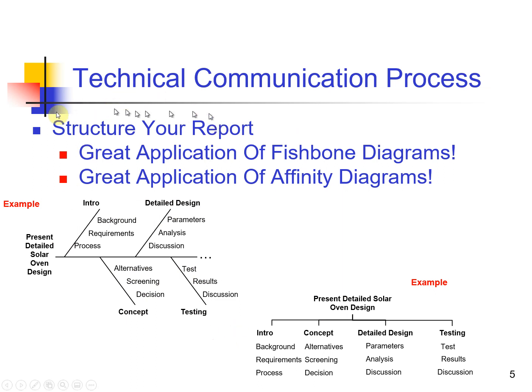So you want to structure your report. So affinities and fishbones are great ways to structure it. So you're going to present details on the solar oven. You're going to talk about the process, the background information, requirements, design, parameters, analysis, discussion, the concept. And actually, I got things out of order. You'd want to talk about alternative screening decisions. So you'll notice it goes through the design process.